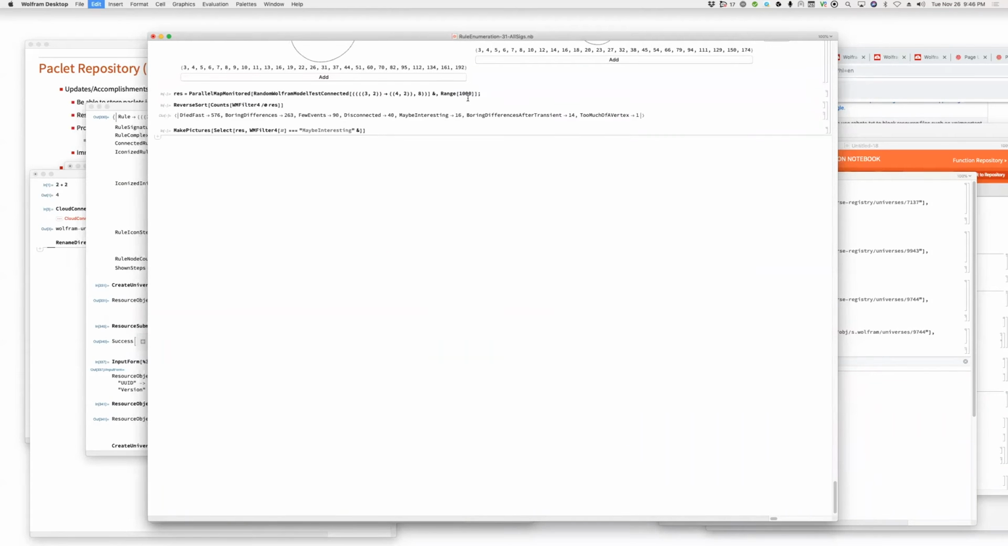In other words, okay, so here, you see what it's doing? It says parallel map monitored. So that is running across 1,000 universes here. It's randomly picking 1,000 universes. Everything is parallel here.